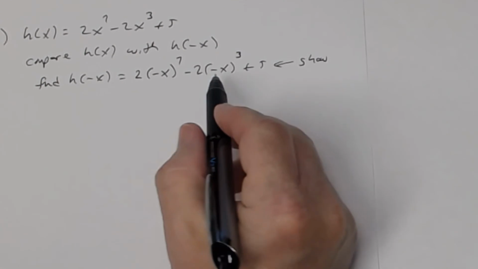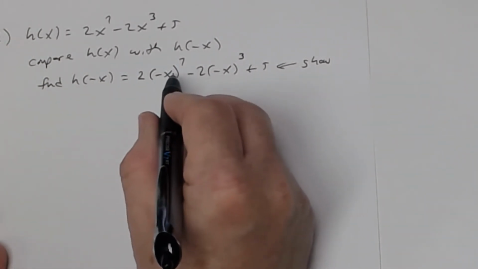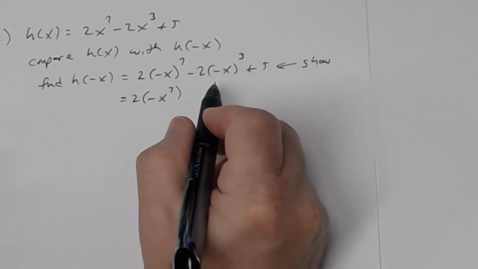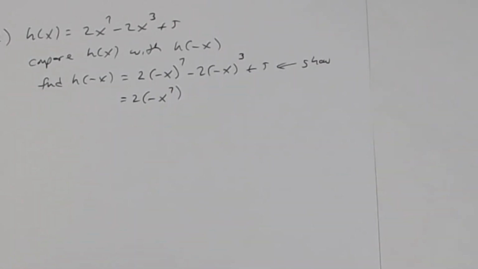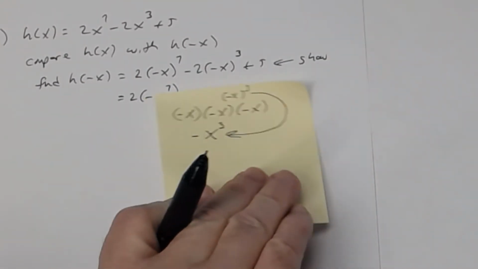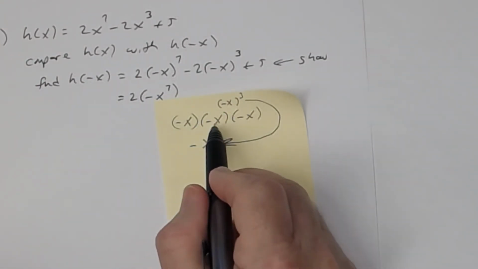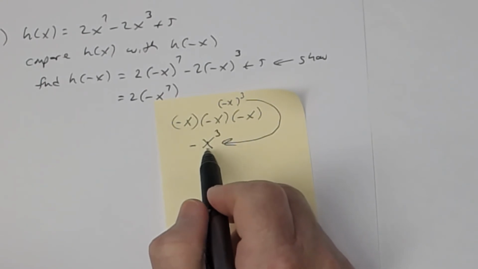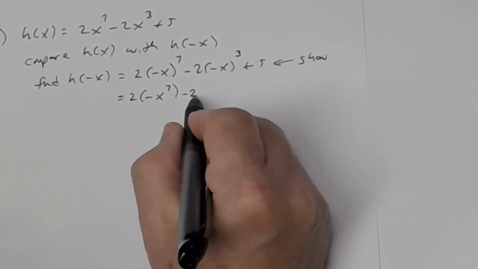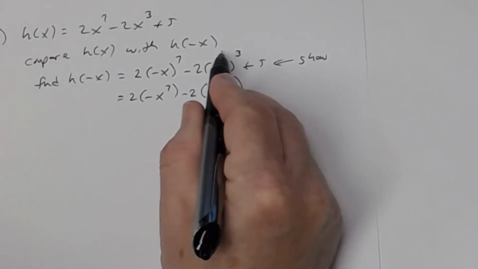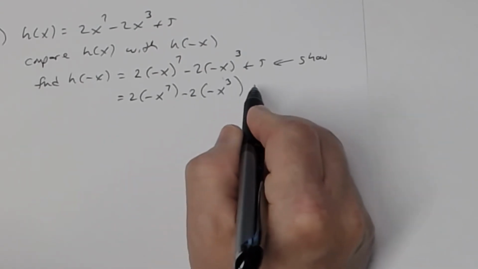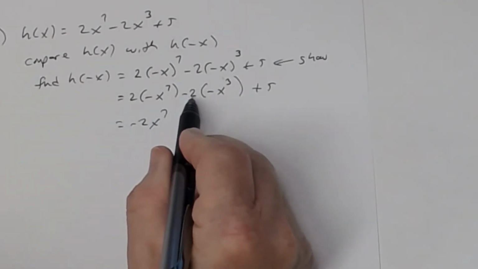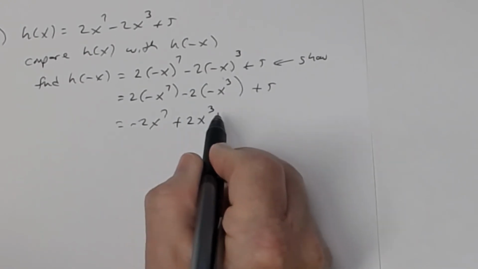Now let's go ahead and simplify each of these. Negative x to the 7th means the same thing as negative x to the 7th like this. Negative x cubed means negative x times negative x times negative x, so this in parentheses can be rewritten without parentheses. This becomes minus 2 times negative x cubed, and then plus 5. Now, 2 times a negative x to the 7th is a negative 2x to the 7th. Negative 2 times a negative x cubed is a positive 2x cubed, and then plus 5.